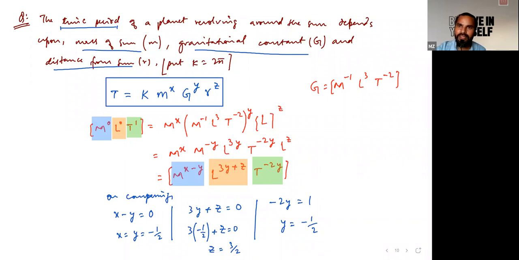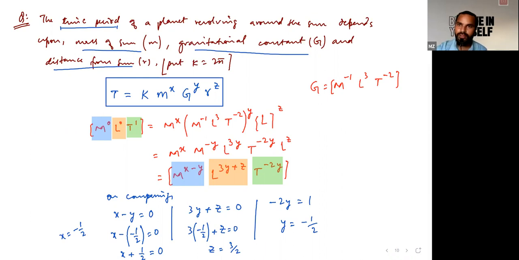Now, if I have to solve for this part, x minus the value of y, which is minus 1 by 2, is equal to 0. So here minus and minus will become plus. We're left with x plus half is equal to 0. If we bring this to the other side, x is equal to minus half. Is it clear, Muhammad Umair? Yes, sir. Clear.